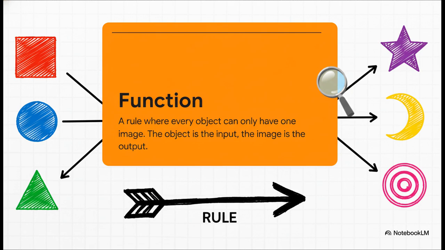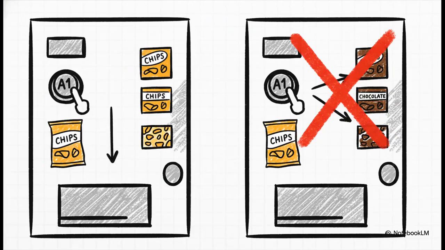It's the one thing that a relationship must have to be called a function. Every single input, we call it an object, can only lead to one single solitary output, which we call an image. That's it. That's the whole deal. One input gets you exactly one output. No exceptions.